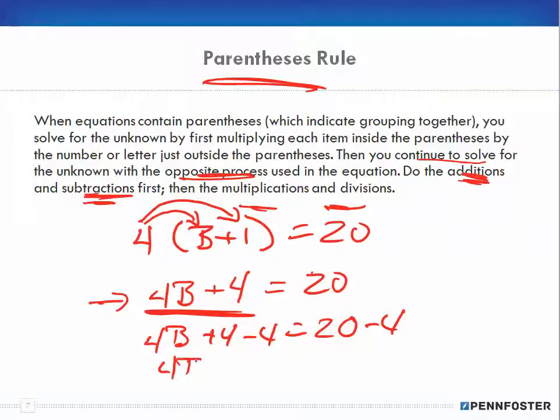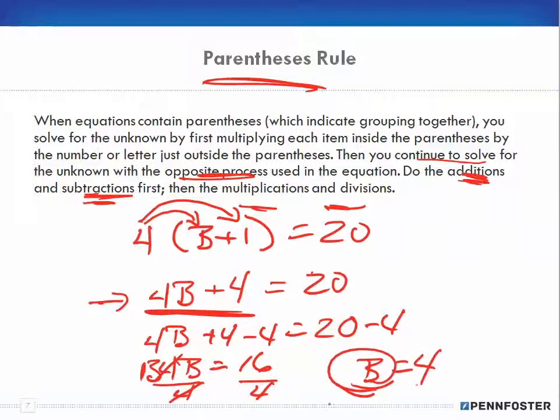So that leaves me with 4b is equal to 20 minus 4, which is 16. Okay. And now, since I have multiplication here, I'm going to do the opposite process, which is division. I'm going to divide both sides by 4 so that the 4's can cancel out. That means it's a 1b. So I end up with b, and that's equal to 16 divided by 4, which is 4. I end up with b is equal to 4.